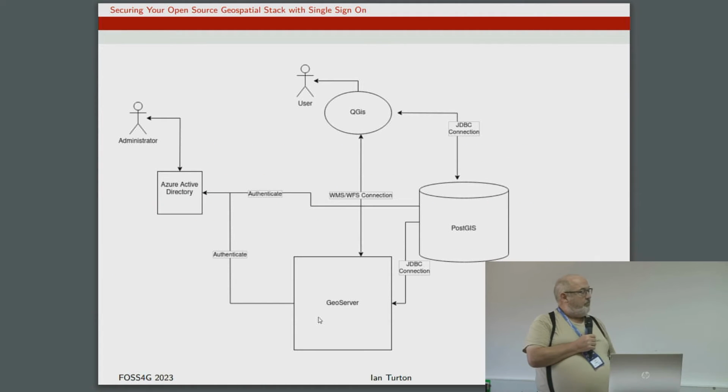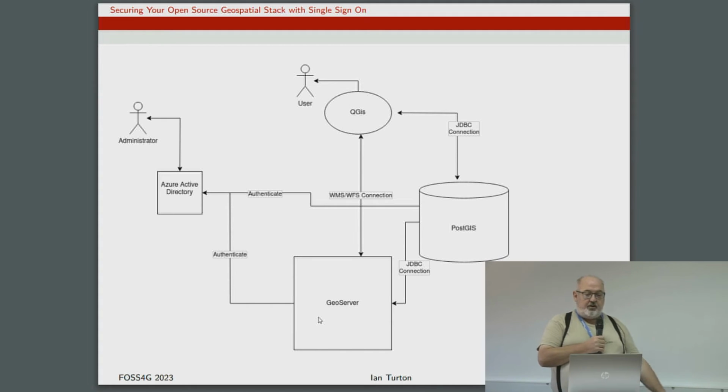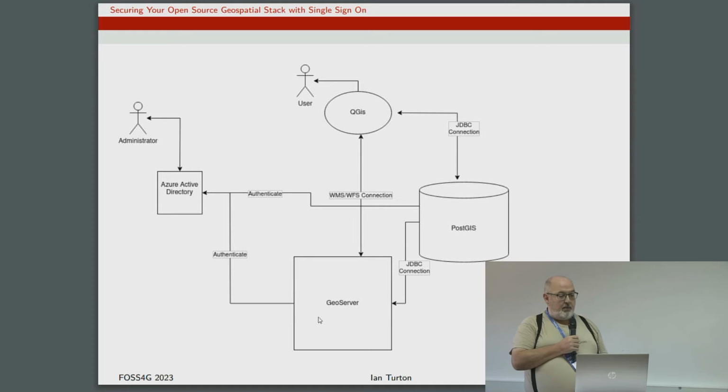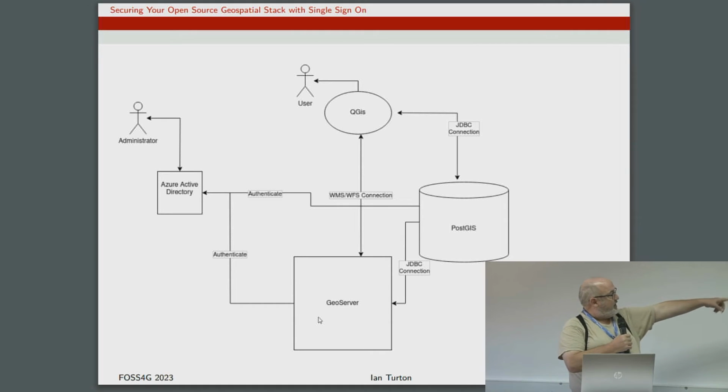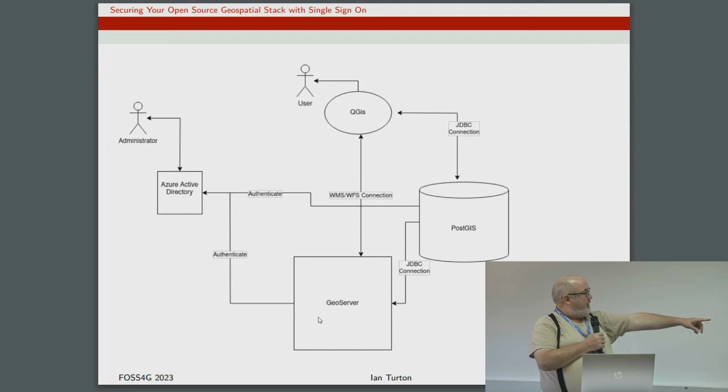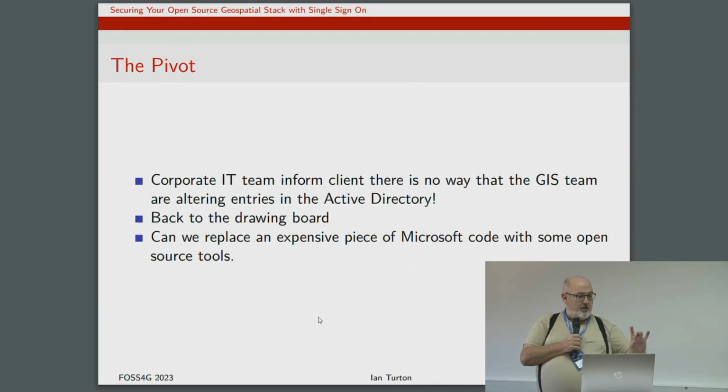So we drew a system diagram. Basically we've got actual users at the top. You're using QGIS and want to connect to GeoServer and PostGIS, and don't want to have to remember multiple different passwords. And over on this side, we've got an administrator looking after our Azure Active Directory, and we've got GeoServer and PostGIS coming over here and authenticating against it. And this all sounded fine. We thought this was all going to work.